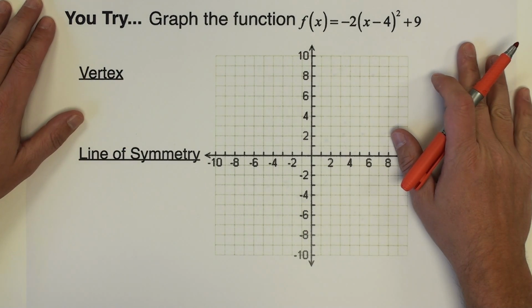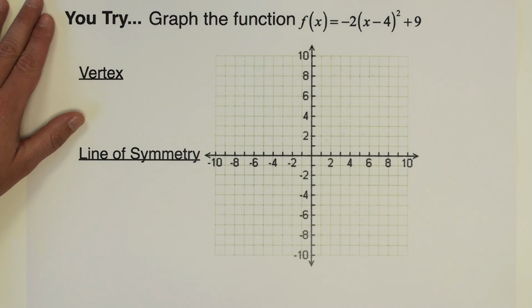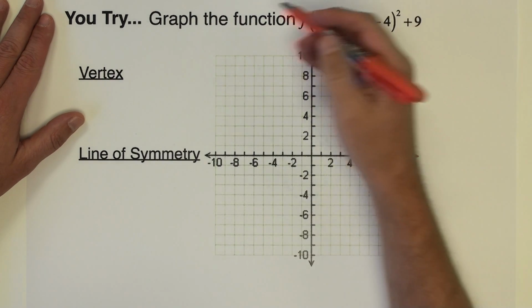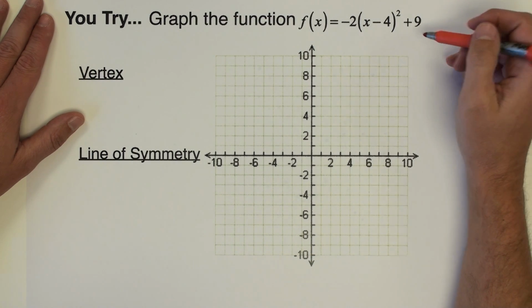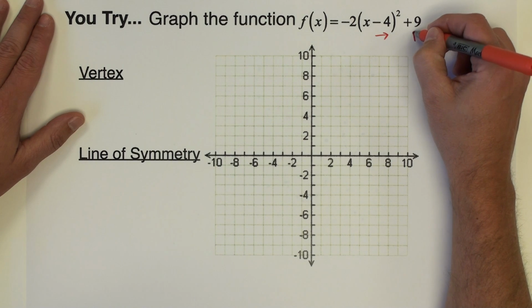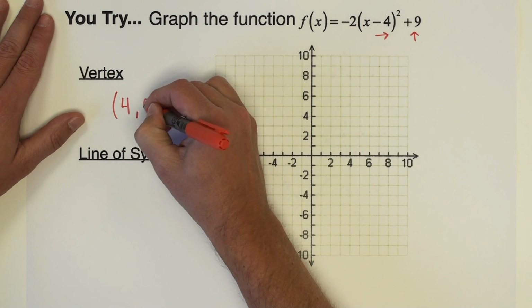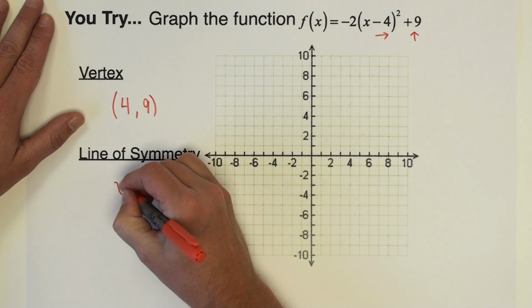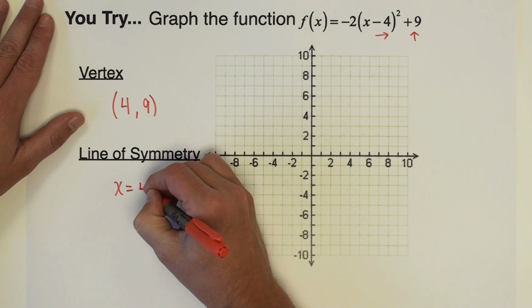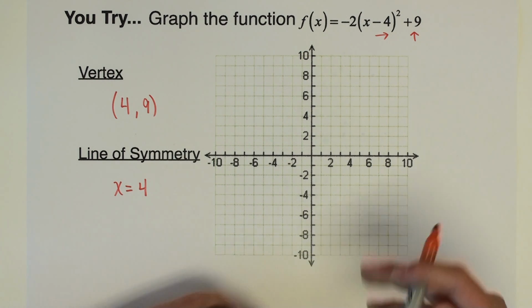Okay, again, go ahead and hit pause. Try this problem on your own, and when you've completed it, hit play, and let's see what you got. Now, our vertex, -4 is going to go to the right, +9 is going to go up, so our vertex is going to be at the point 4, 9, with an axis or line of symmetry of x equals 4. So let's begin by plotting that vertex point at 4, 9.